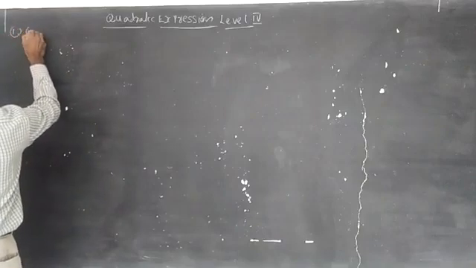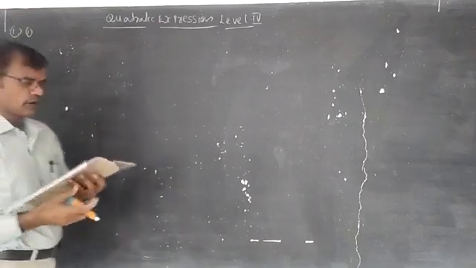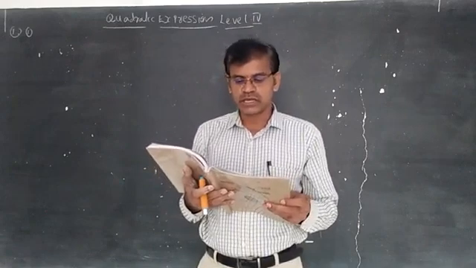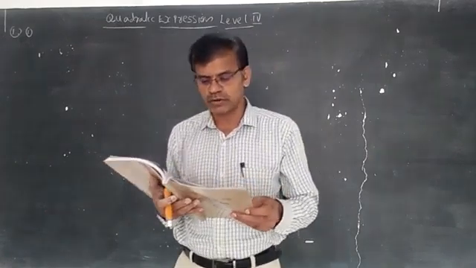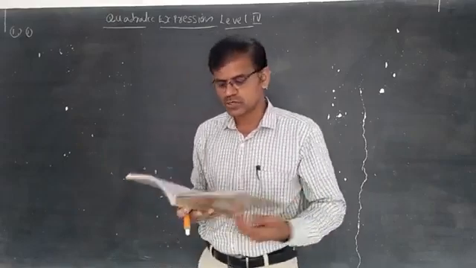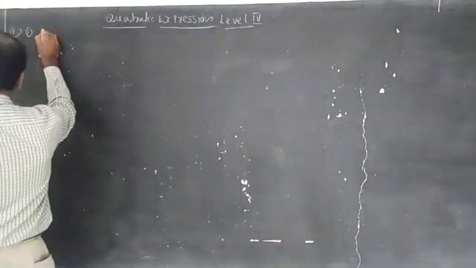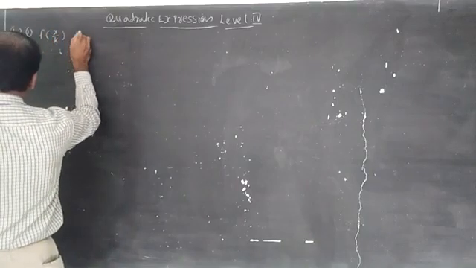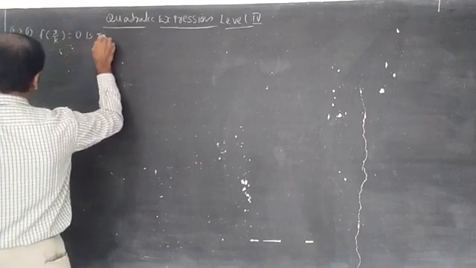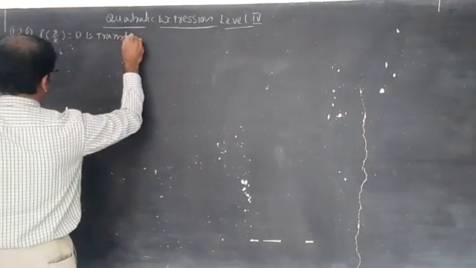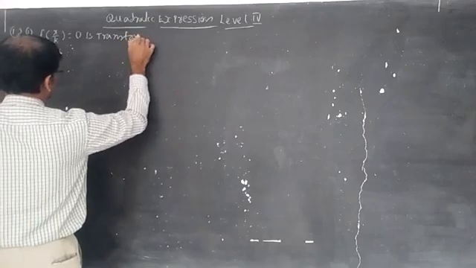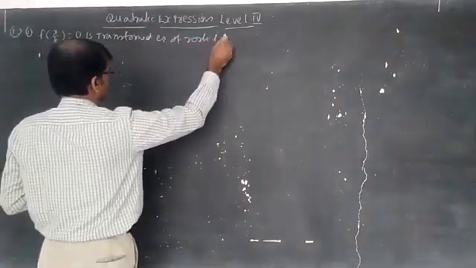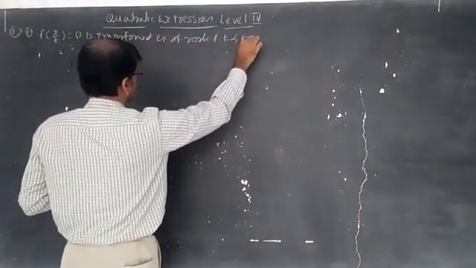Among the first question, two statements are there. First statement: if alpha, beta are the roots of ax square plus bx plus c equal to 0 and k is a real number, k not equal to 0, 1, then the equation whose roots are k alpha, k beta is, we know that f of x by k is equal to 0 is a transformed equation of roots k alpha, k beta.